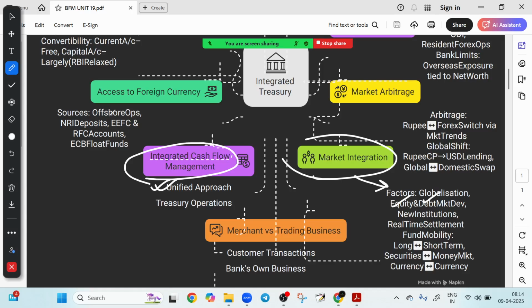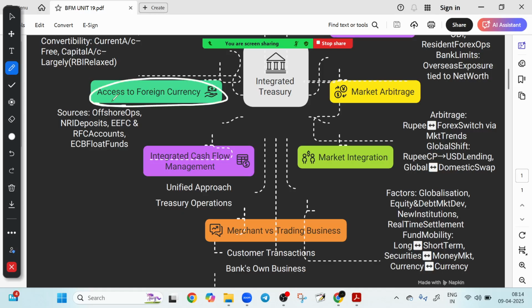If we talk about access to foreign currency, on the left side you can see access to foreign currency through offshore operation, NRI deposit, EEFC and RFC account, ECB float fund treasury. What does ECB do? ECB float fund treasury ensures a steady inflow of foreign currency, making global trade seamless.